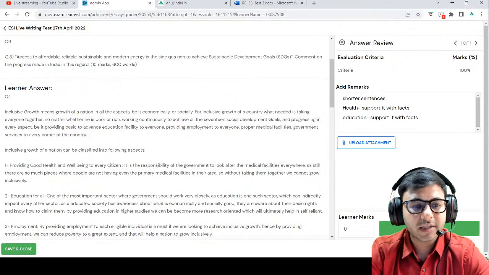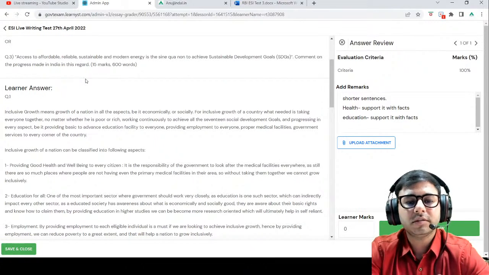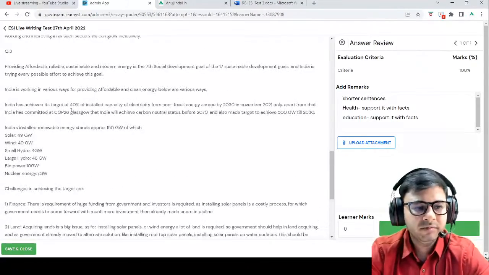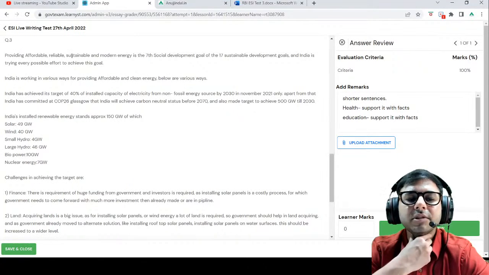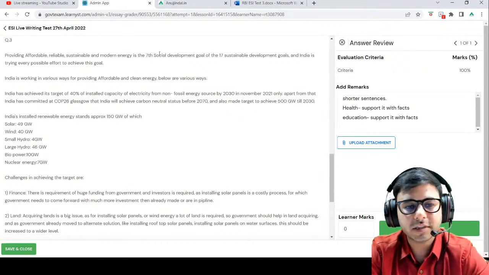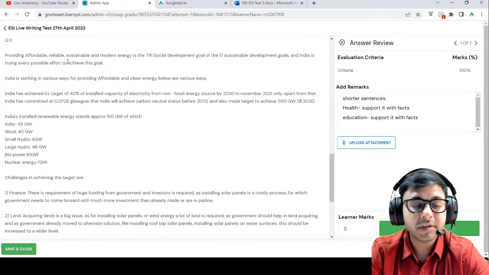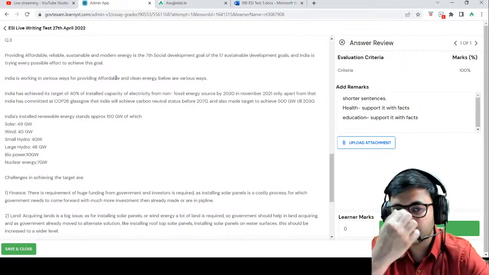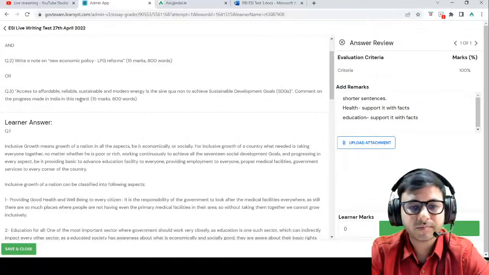थर्ड क्वेश्चन देखते हैं एक बार. एक्सेस टू अफोर्डेबल, रिलायबल, सस्टेनेबल एंड मॉडर्न एनर्जी. तो एनर्जी इंपॉर्टेंट फॉर अचीविंग SDGs. Providing affordable, reliable, sustainable and modern energy is the seventh sustainable development goal of the 17 sustainable development goals, and India is trying every possible effort to achieve this goal. India is working in various ways for providing affordable and clean energy. Below are various ways. Question क्या है?